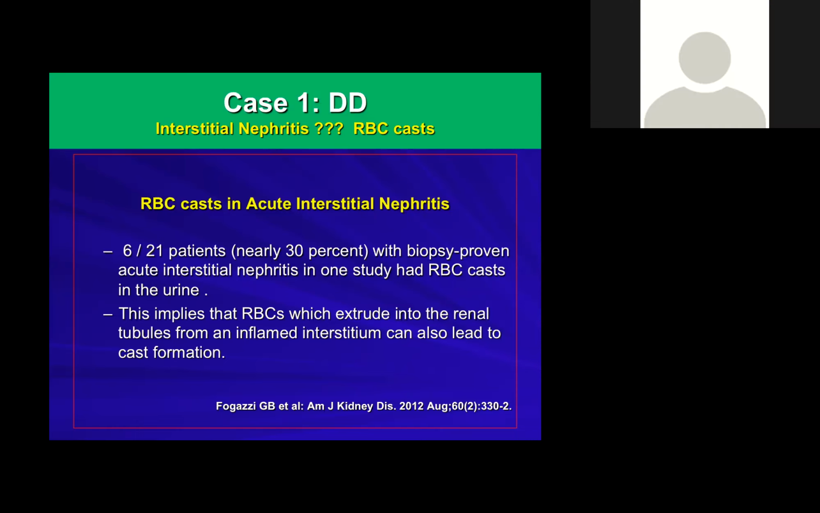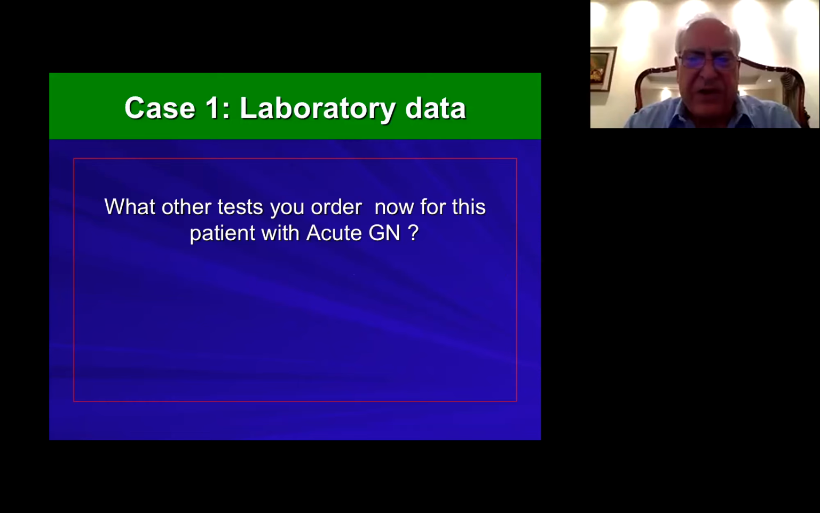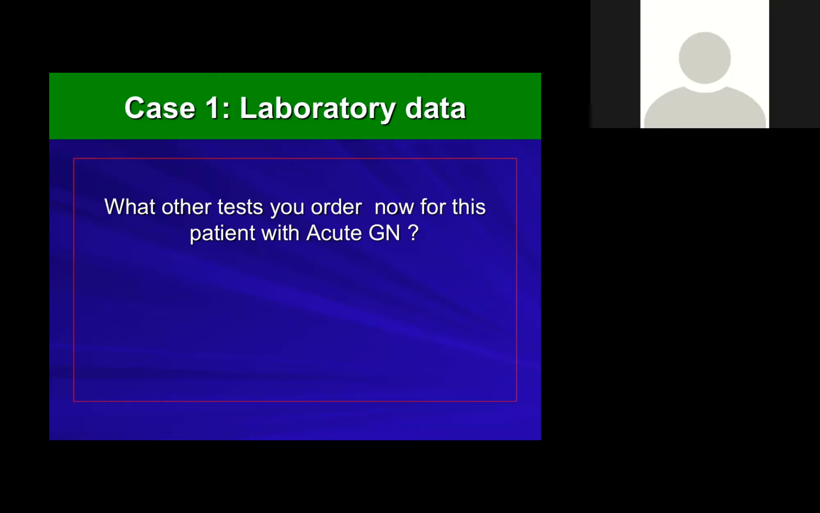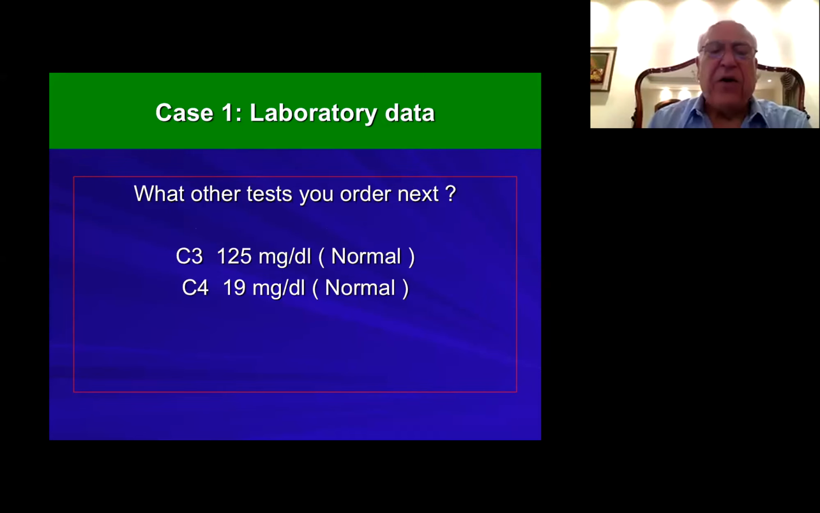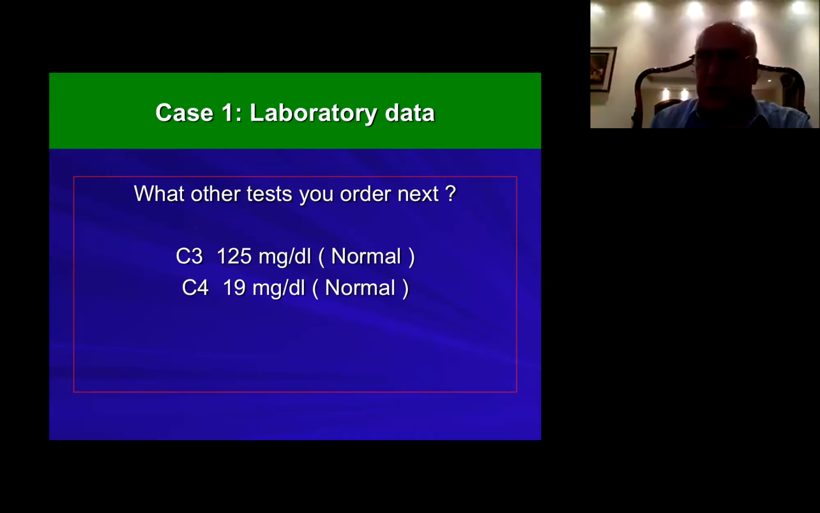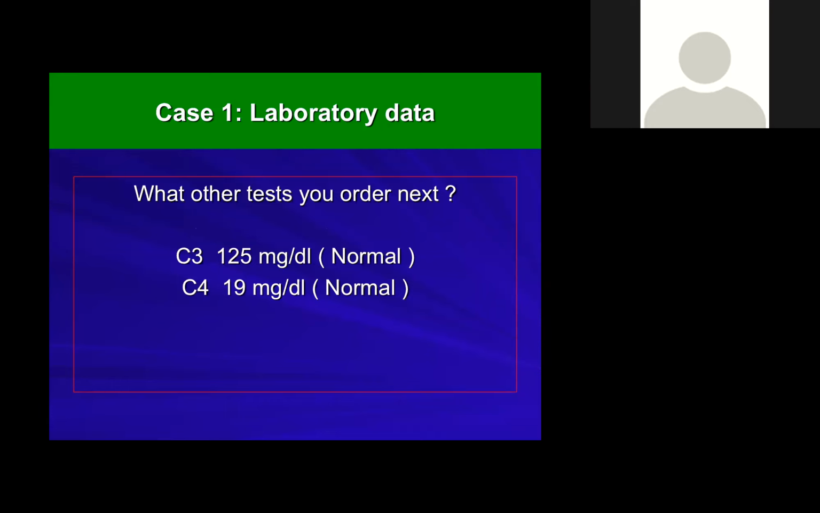Now, what other test do you want to order for this patient with acute GN? Some suggested to go for complement testing, C3 and C4. Okay, let's see. We have hepatitis, which is negative, always we will do it. C3, C4, here we are. 125 normal, 19, we are thinking on the same line. So at least we ruled out post-infectious, we ruled out lupus, great.